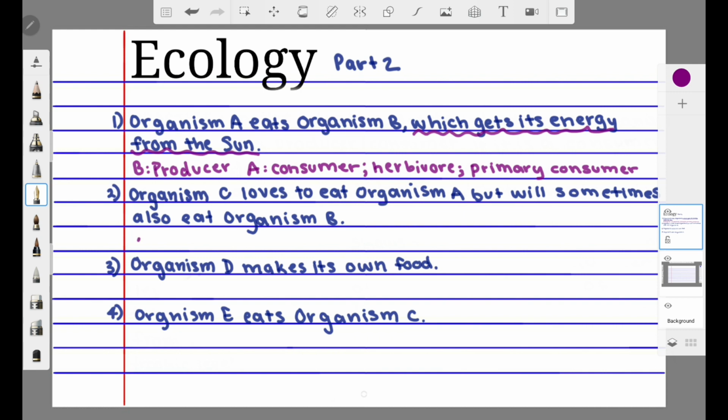Alright, now let's talk about C. C loves to eat organism A, and we know from the previous question that A is a consumer, but C will sometimes also eat organism B, which we know is a producer. So that means C is an omnivore because it's eating both an organism and a plant. But since it's eating a primary consumer, organism C is therefore a secondary consumer.